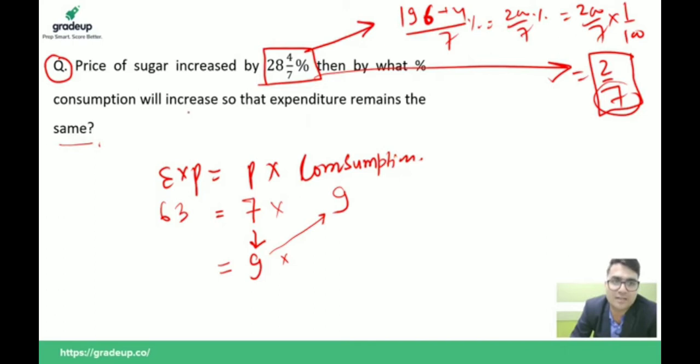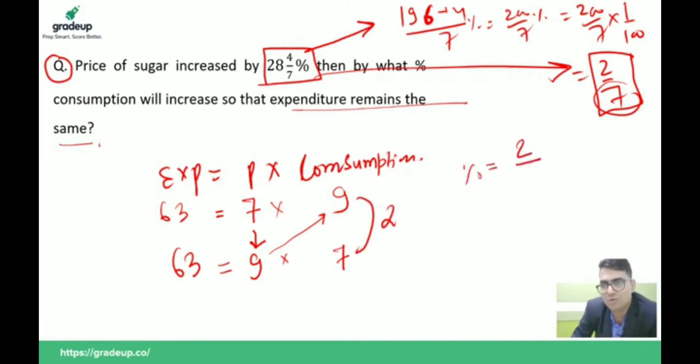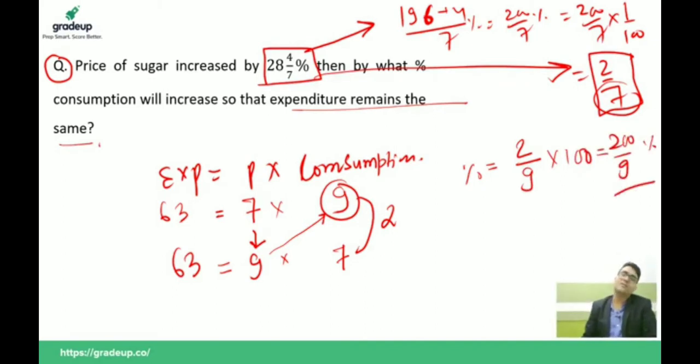Now in this question, the price of sugar is increased by this. By what percent will consumption decrease so that expenditure remains the same? So we have to take the expenditure as the same. If this is 63 and this is 9, then this will be 7. So consumption will decrease by 2. The percentage decrease in consumption is 2 out of 9, then what out of 100? That is 200 by 9%. Answer. So guys, this is one of the best methods to solve this type of question.